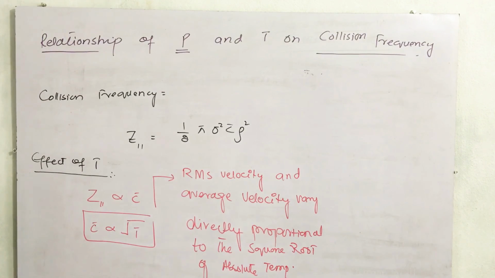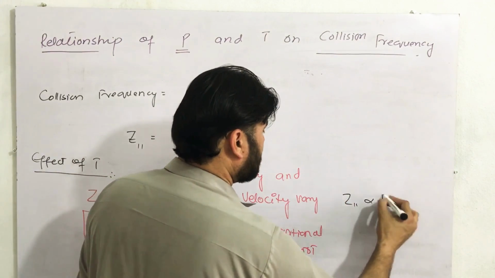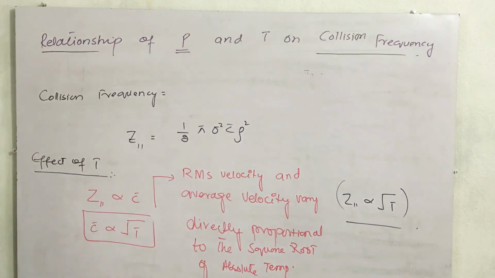So direct relationship. Okay. Simply we can say that Z is directly proportional to under root T. So this is the simplest formula. Okay.